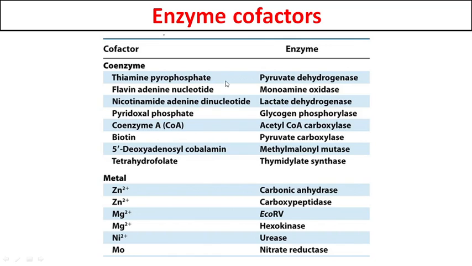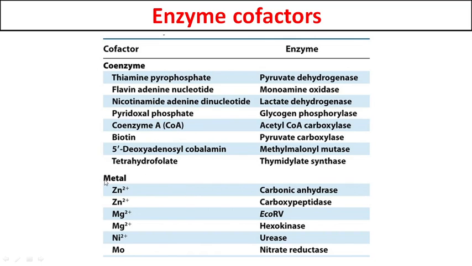This is the table for different enzyme cofactors. You have TPP, or thiamine pyrophosphate, for the pyruvate dehydrogenase enzyme, which we will study in respiration. Then FAD, NAD, pyridoxal phosphate, coenzyme A. Most of these coenzymes we will discuss in the respiration chapter. Thiamine, and flavin comes from riboflavin. All of these are vitamin derivatives. There was a question once that coenzymes are mostly derivatives of vitamins.